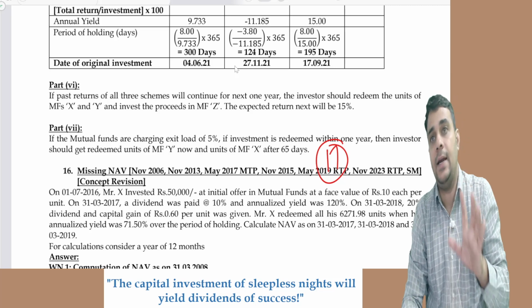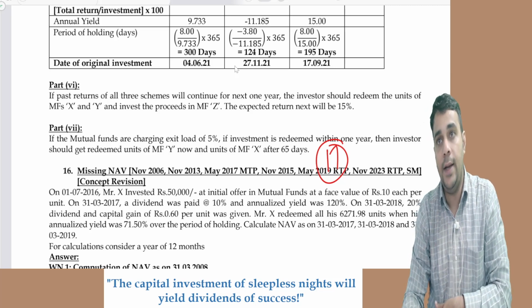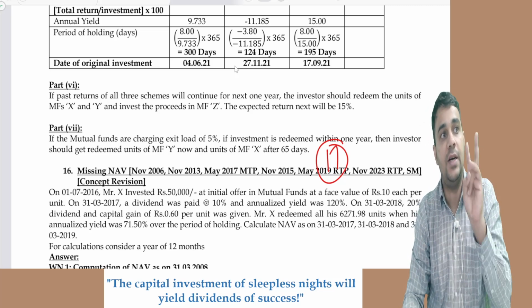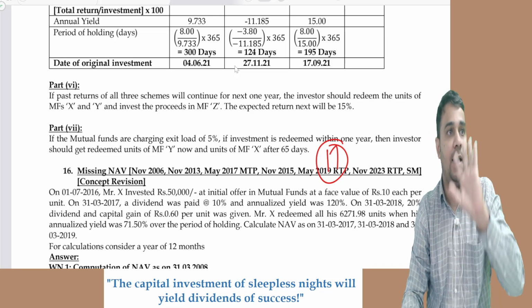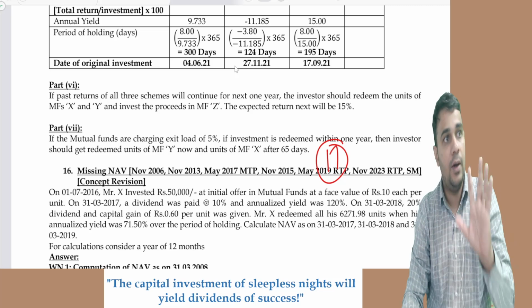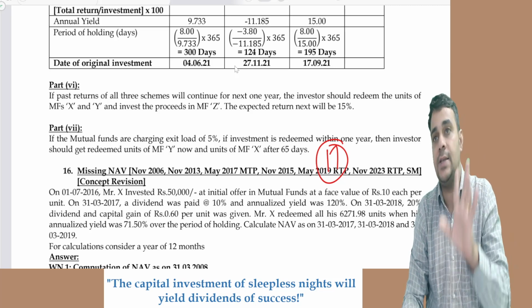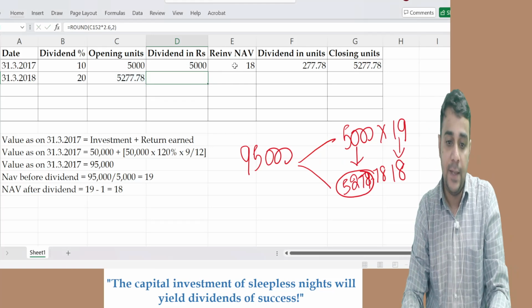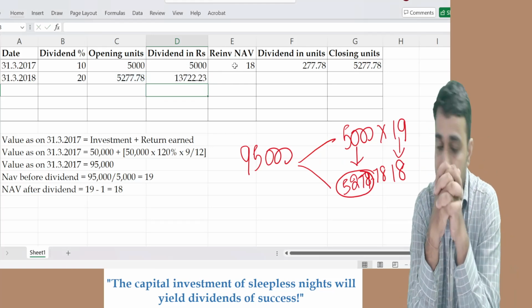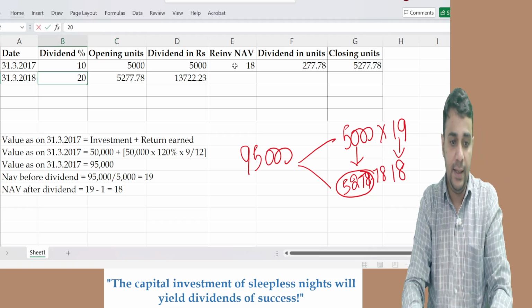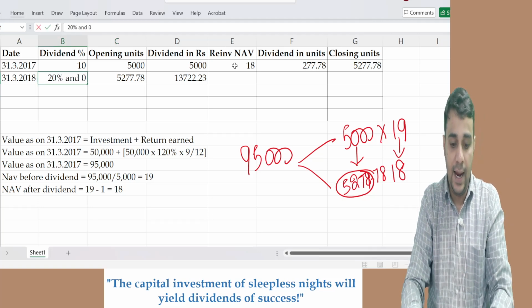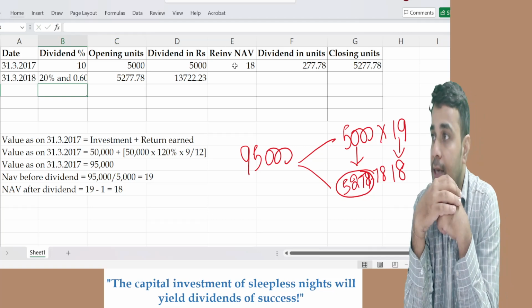20% plus a capital gain of 0.6. So dividend is not 2 rupees. Dividend is 2 rupees 60 paise. Capital gain is also dividend only. 2 rupees plus another 60 paise. So change the dividend number to 2.6. 20 percentage and 60 paise.